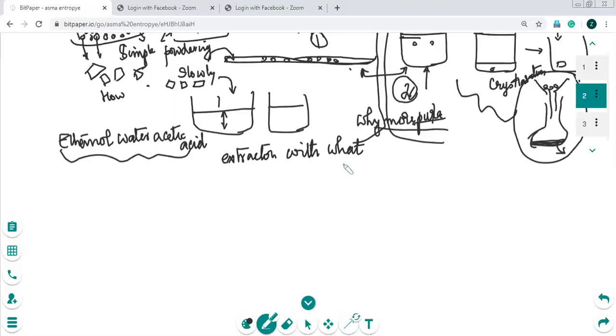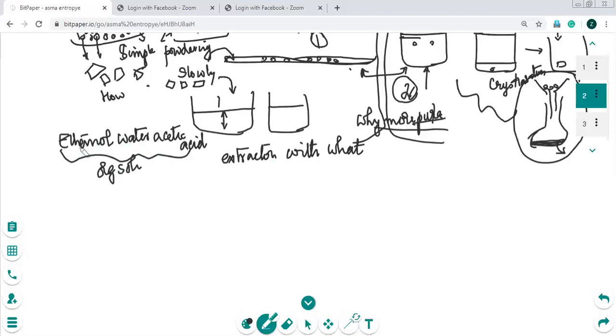Now look carefully. When an organic compound is present in an aqueous medium, it is separated by shaking with an organic solvent in which it is more soluble. Am I right? The organic solvent and the aqueous solution should be immiscible with each other, so that they form two distinct layers which can be separated by a separating funnel. That is very clearly given over here, right?